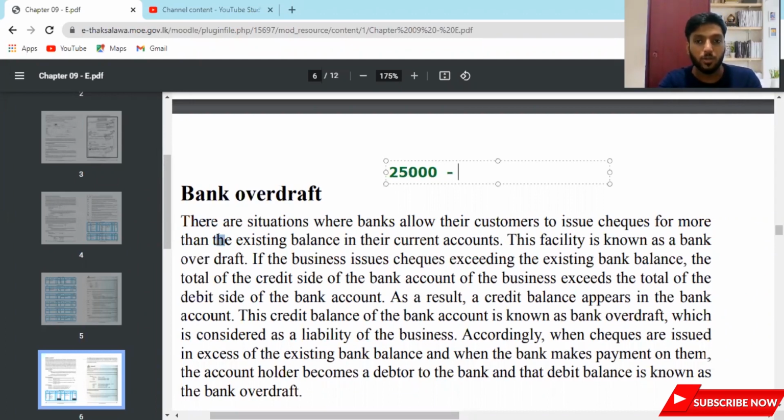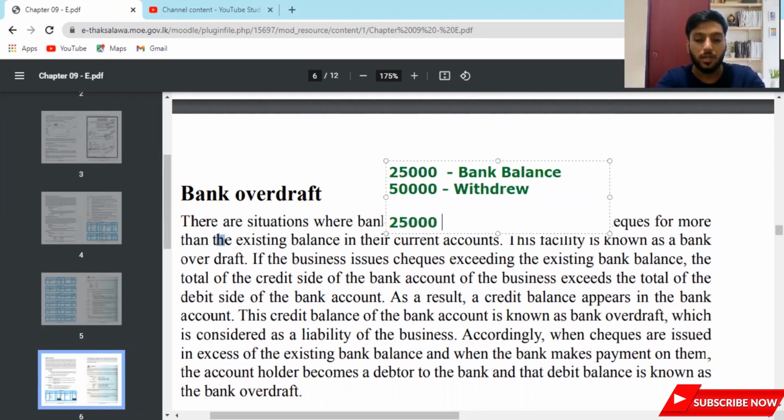If I take 25,000 as bank balance, for example, and I have given a check worth 50,000, I might take money more than the amount in the bank account. So whenever I take money more than the bank account, it becomes the bank overdraft. Now here, if I withdraw the cash from the bank, I have put a check more than the amount in the bank balance. So now here, 25,000 will become bank overdraft.